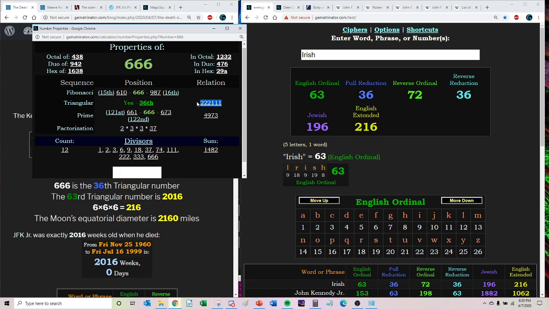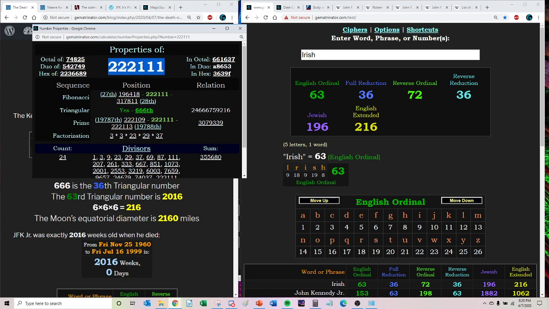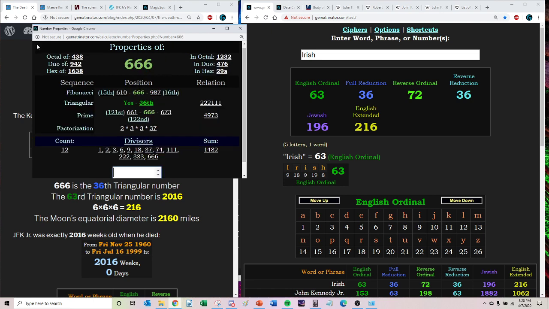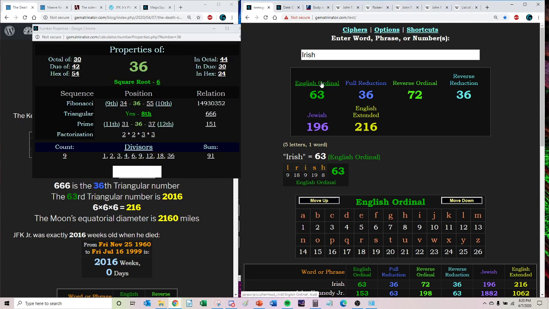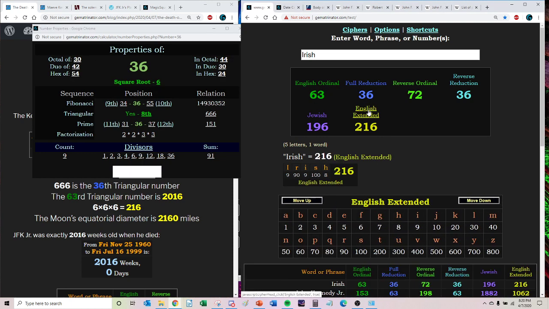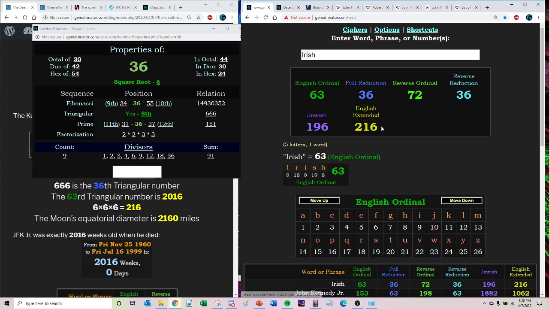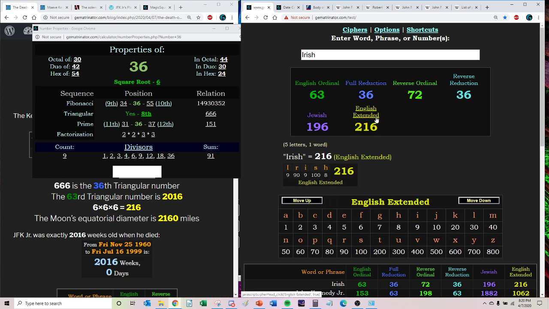Notice the 666th triangular number, 222,111. Of course, JFK dying on 11/22. But the number 63 is also tied to this code. Now think if you multiply 6 times 6 times 6, you get a product of 216. Irish equals 216 in English gematria.